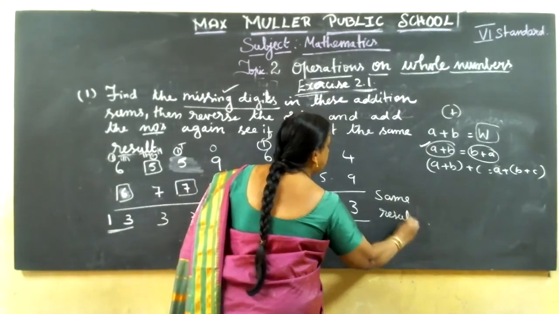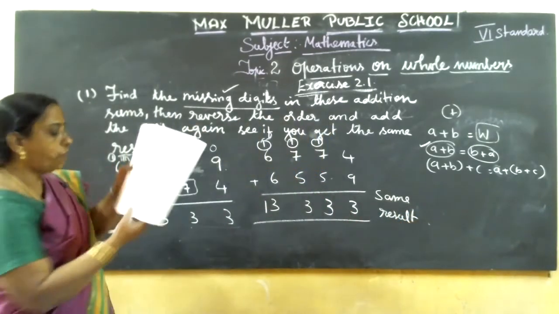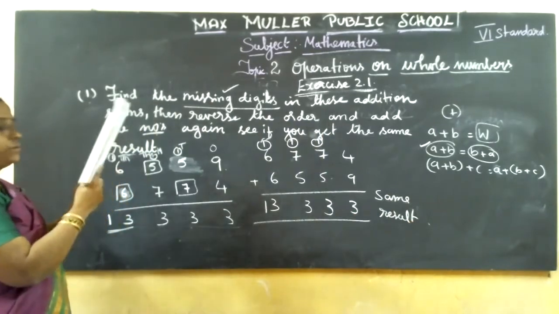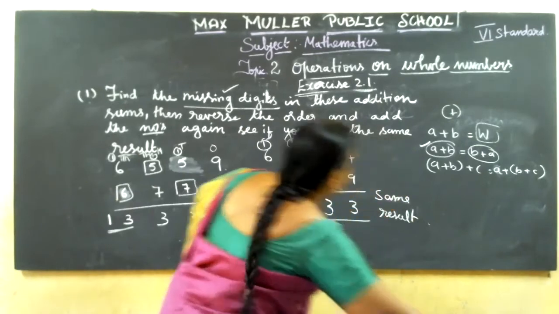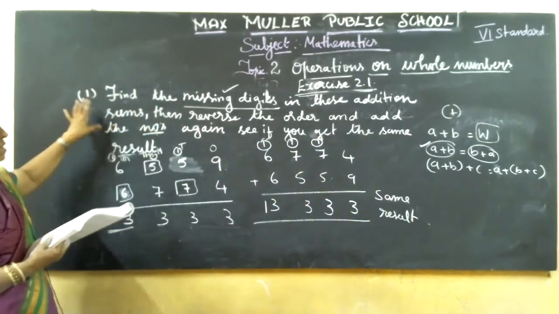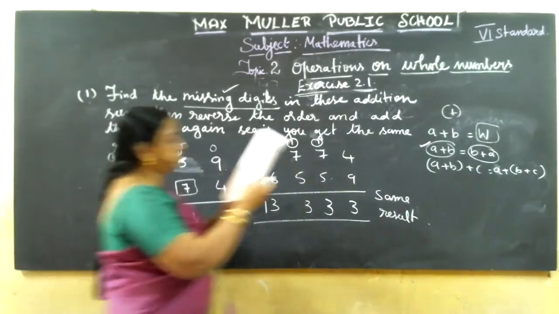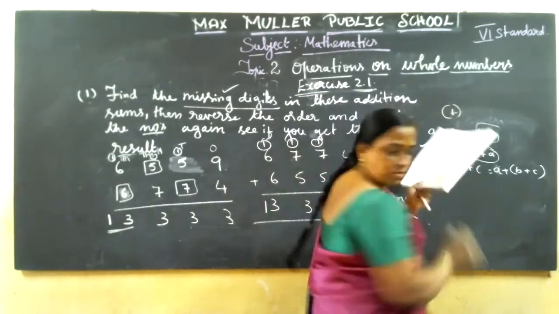Okay, still 2 more sums are there. I'll give them as homework to do yourself. If you have a textbook, you can do the homework in the textbook only, or else copy it in your homework book, assignment book, and do it. Copy this heading, today's assignment. I'll give the questions here. 6 homework questions.